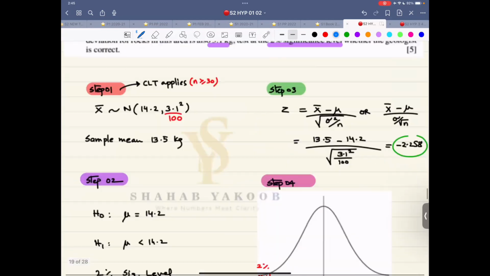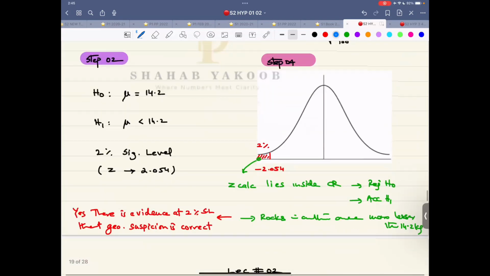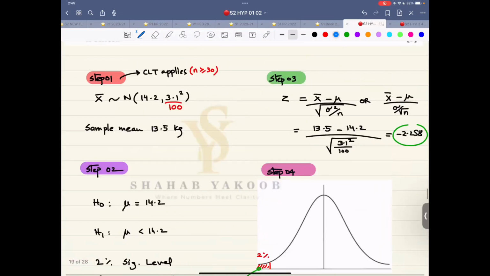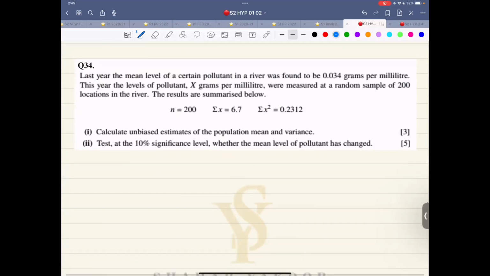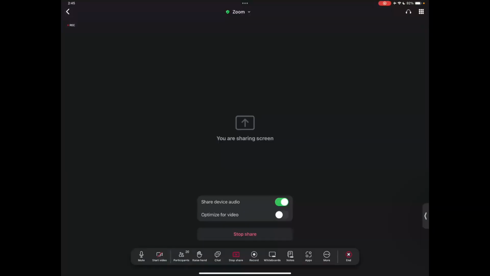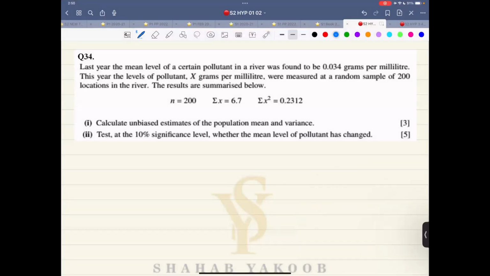So this is all good, all clear. And this is the working from last year. So now the rock question is all done. This is a two-tail test. So again, let me pause the recording and you should try it out. Now let's look at this question.